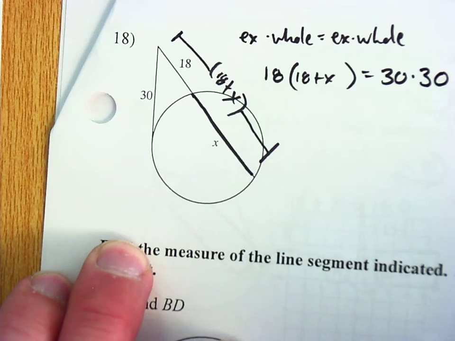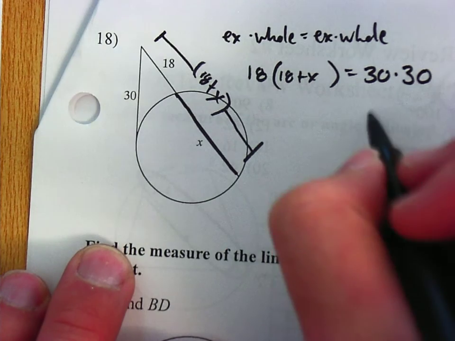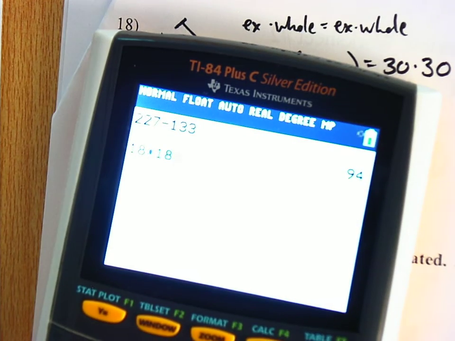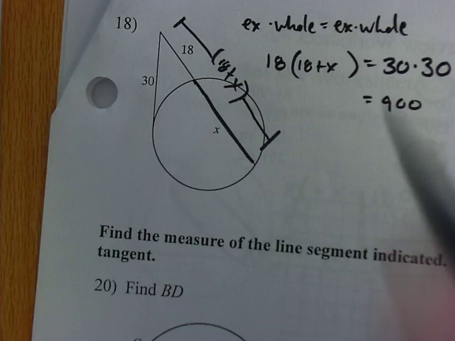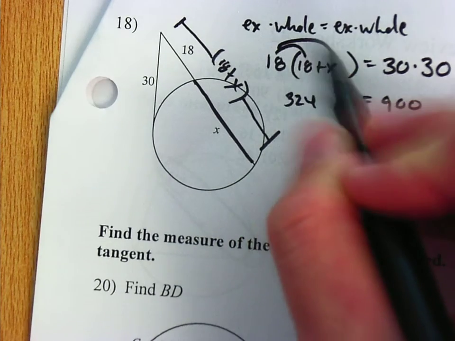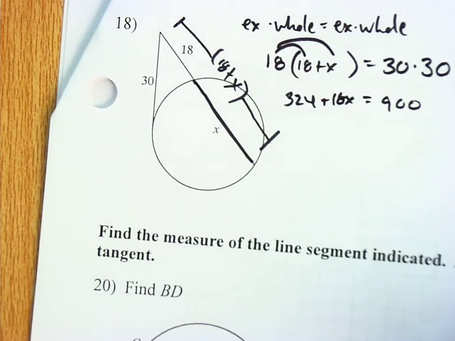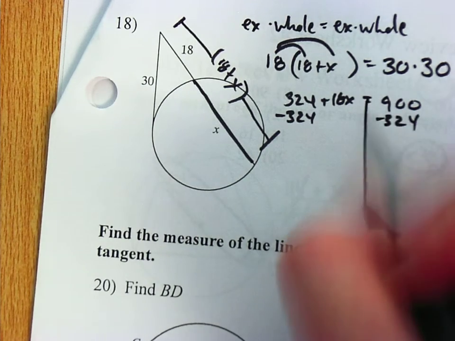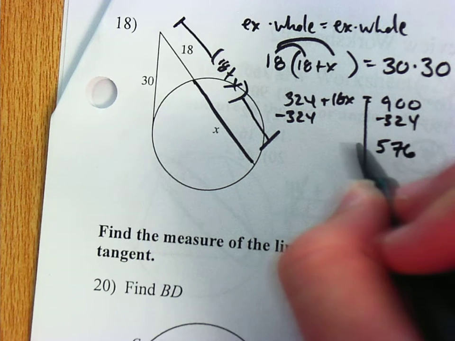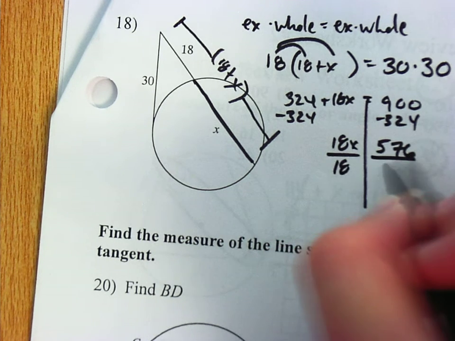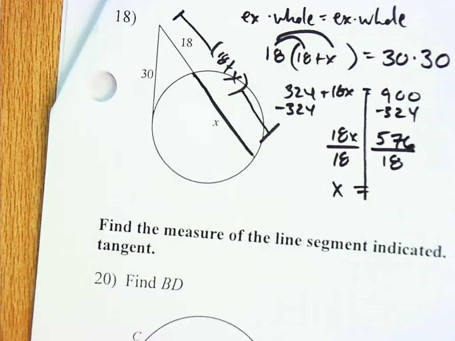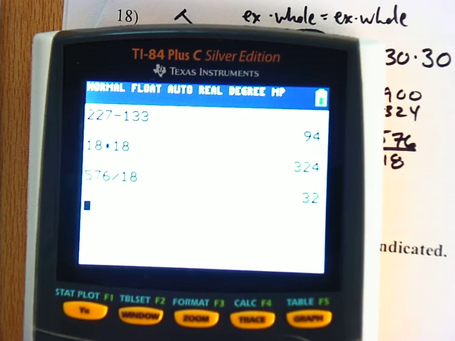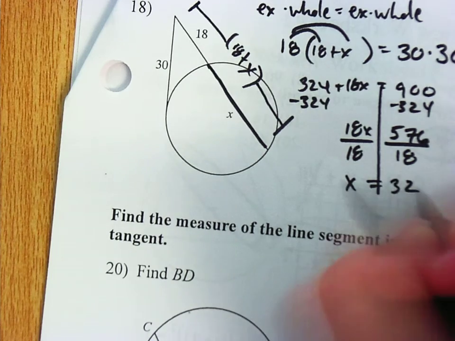So 30 times 30. Oh, I know that's 900. 18 times 18, I don't know off the top of my head. 324. And then this is just going to be plus 18x. And so we just subtract 324, get 576, divide by 18. X is 576 divided by 18. We get 32. X is 32.